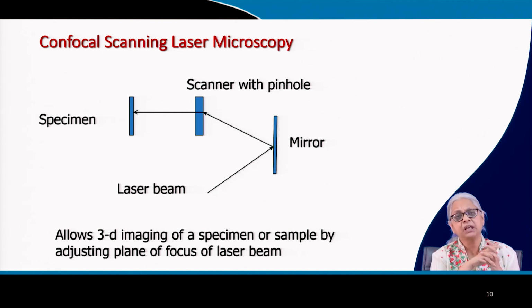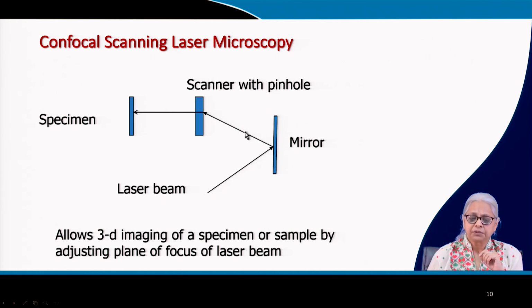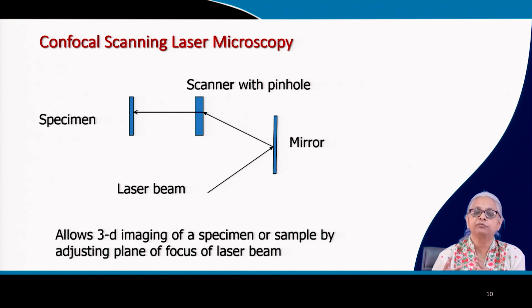Then we come to another modification which is also becoming very popular, and that is confocal scanning laser microscopy. So here we have a laser beam. It is reflected off a mirror. This beam, after reflection off a mirror, passes through a scanner which has a pinhole, and then it is incident on the specimen. Now, if you generate a series of images by changing the plane of focus, this plane of focus is going to be changed again and again. That will allow a series of images to be formed, which can then be assembled together to create a 3D image of the specimen.